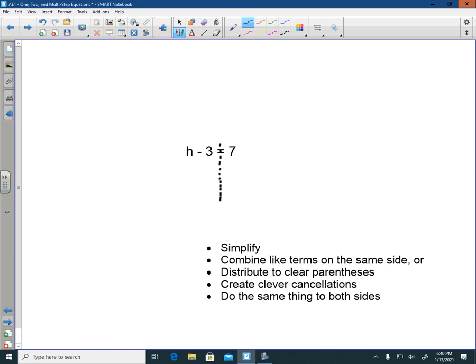Now we're going to create a clever cancellation by getting rid of that -3. It's h minus 3, and so in order to create a clever cancellation this time, we're going to add 3 and make sure we do it to both sides. These guys cancel, and we have h equals 7 plus 3, or 10, and we're done because h is by itself.